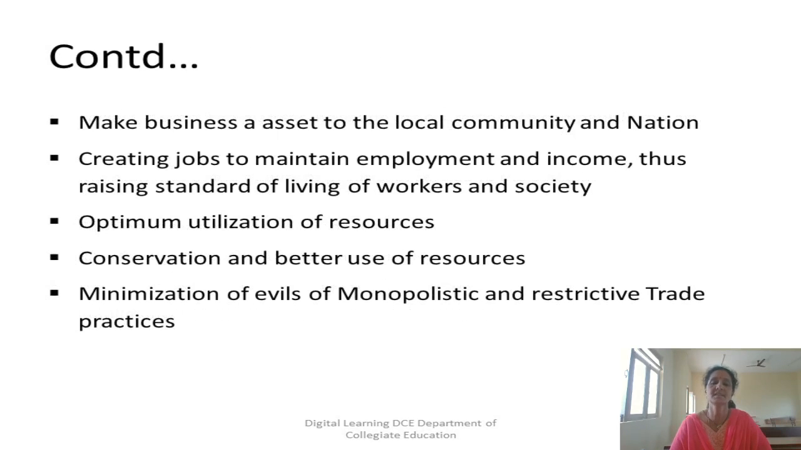Make business an asset to the local community and nation. I can give you one good example. Toyota is situated in Bidadi. This Toyota company, all of them are aware, is a Japanese-oriented company, wherein they see to it that they take care of the local community over there. This in turn leads to the development of the nation.